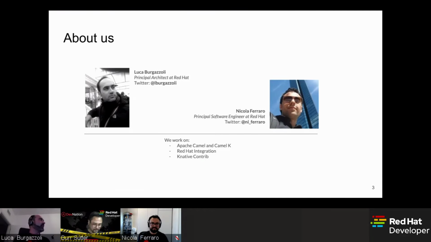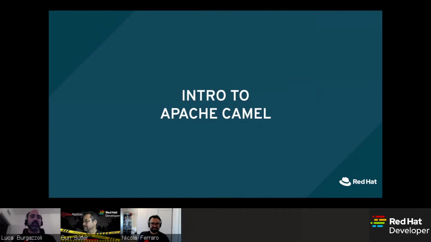So before going ahead, let's have a short presentation about ourselves. My name is Luca, and I'm an architect at Red Hat, and I'm here with my colleague Nicola Ferraro, who is a principal software engineer. We do both work on Camel and Camel K, of course, and with particular focus on Knative, and of course we work on Red Hat integration products. So let's start, and let me introduce Apache Camel.